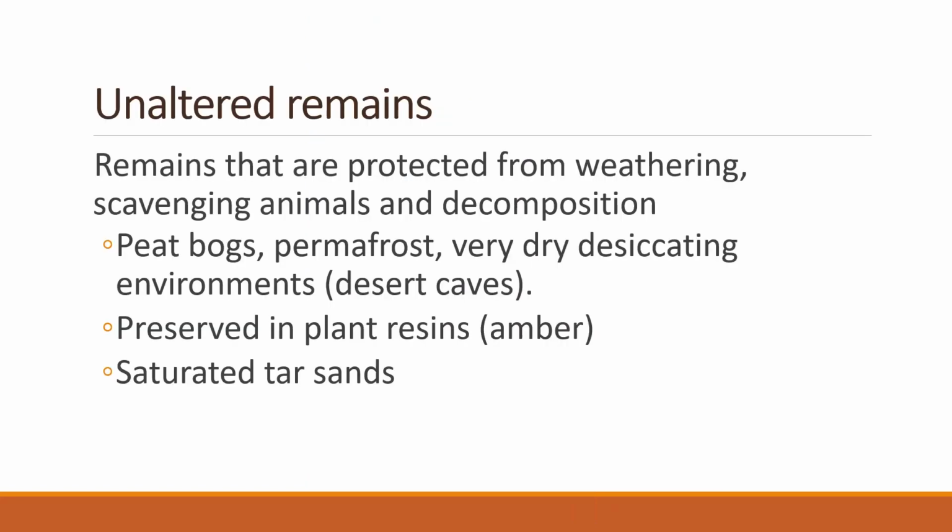Unaltered remains are remains that are protected from weathering, scavenging animals, and decomposition. So we have to preserve the remains in some way. Peat bogs, permafrost, very dry, desiccating environments, and desert caves will slow down decomposition. Unaltered remains can also be preserved in plant resins, so amber, and also in saturated tar sands.